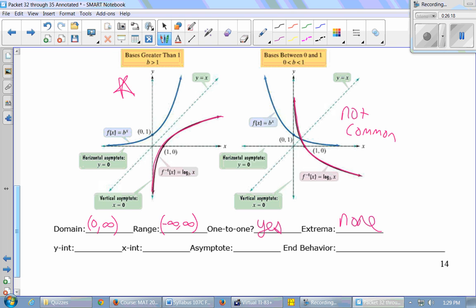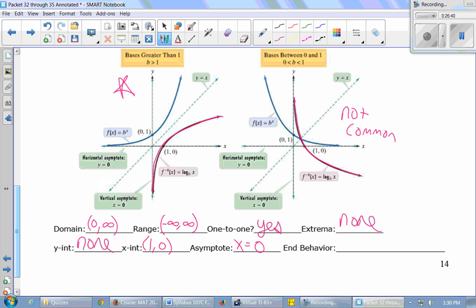Y-intercepts? None. It never touches the y-axis. It's an asymptote. How about x-intercepts? They both have (1, 0) as an x-intercept. Do they have any asymptotes? Where are they? x equals 0. Vertical line, x equals 0.